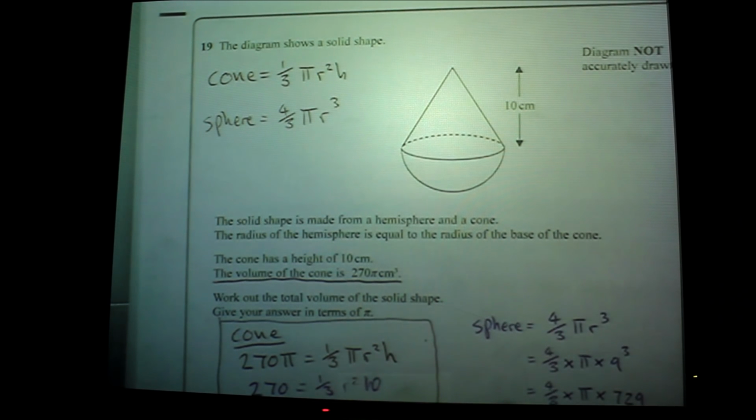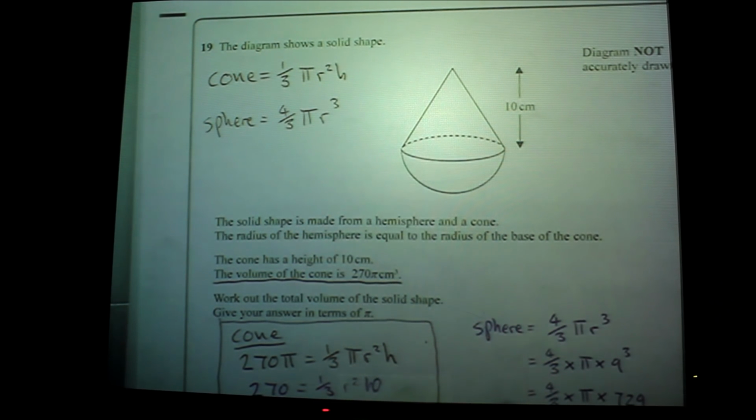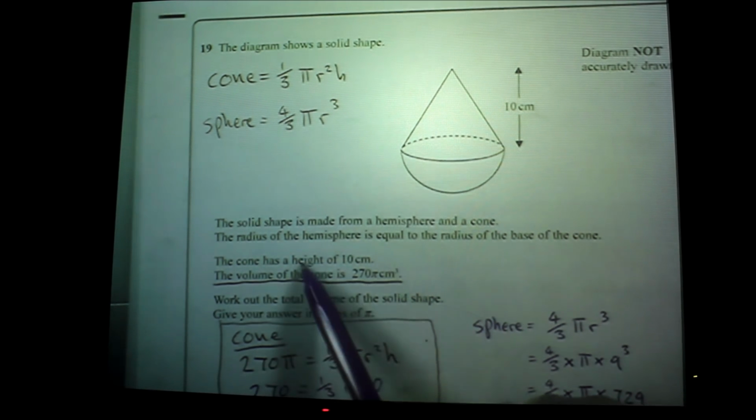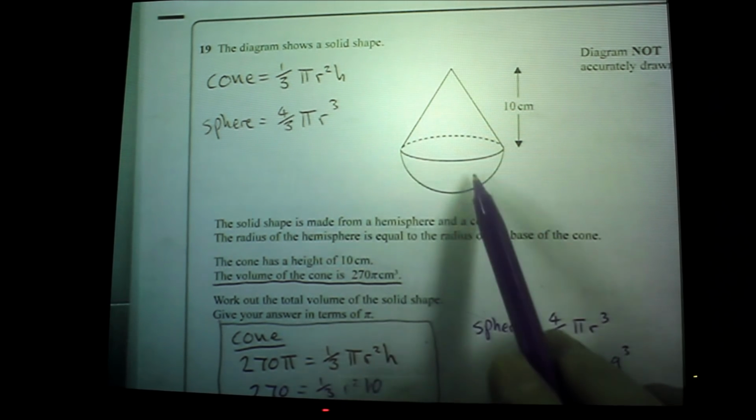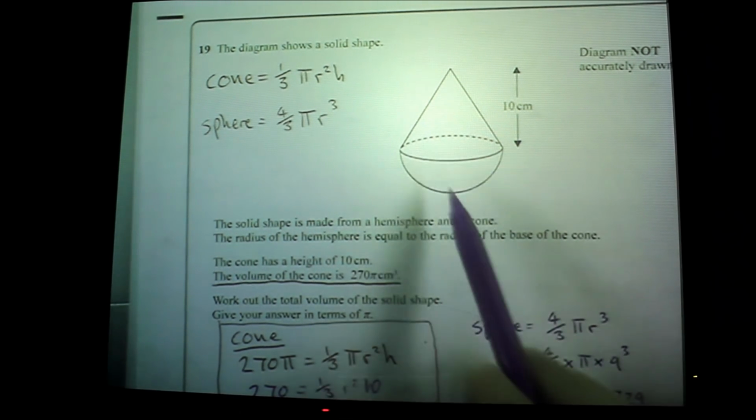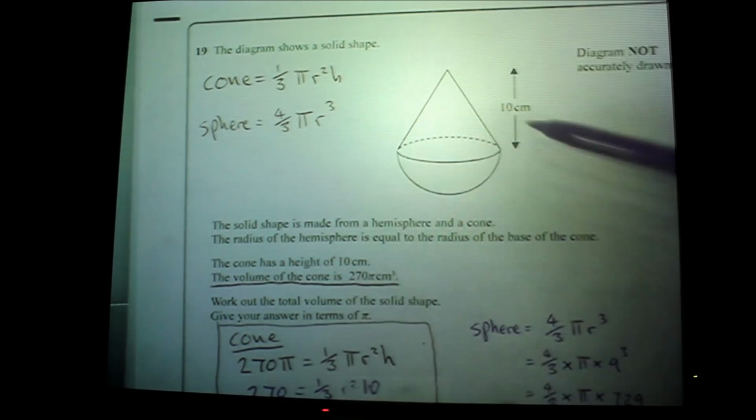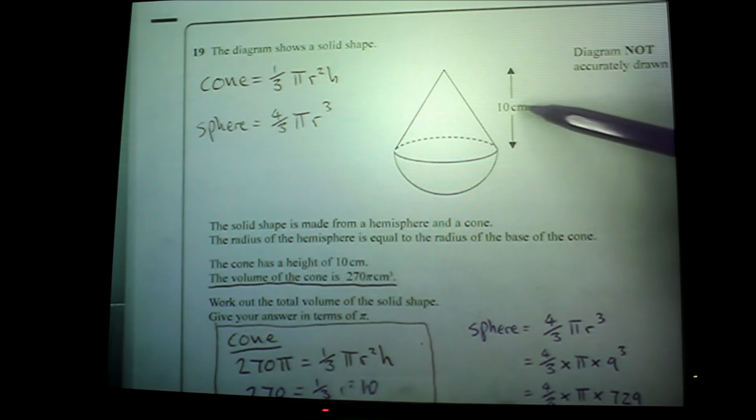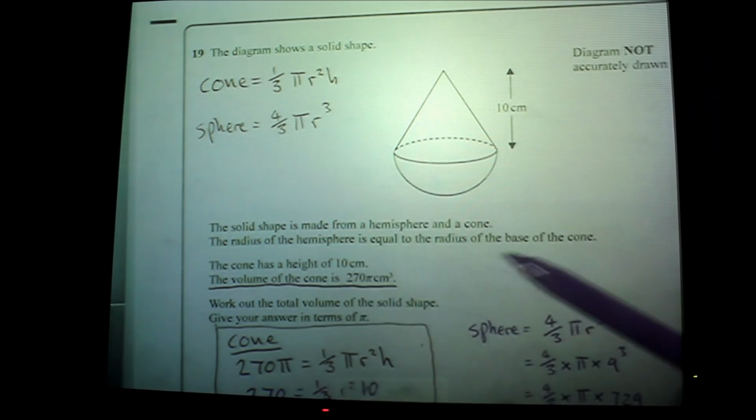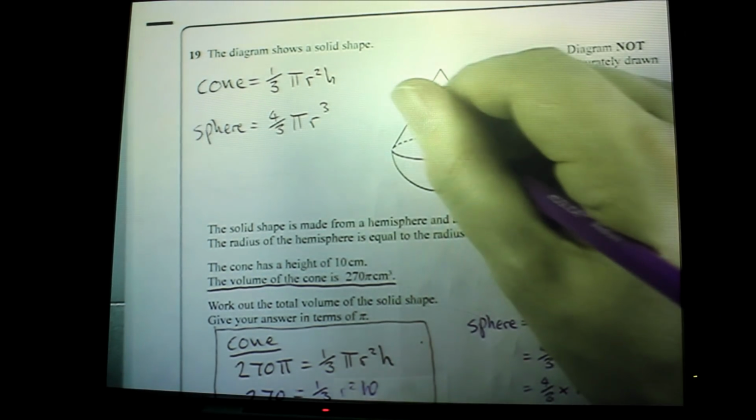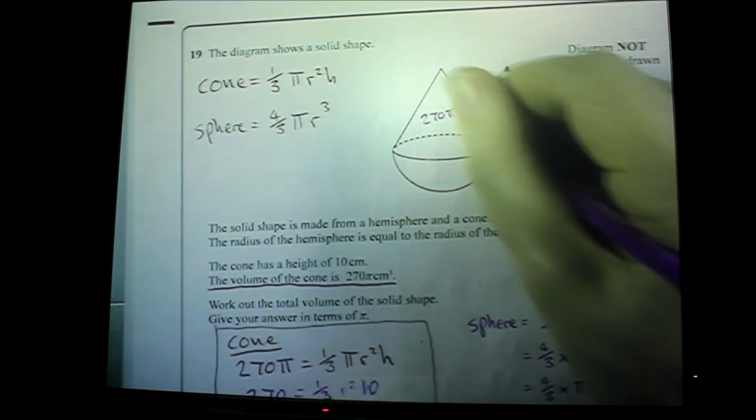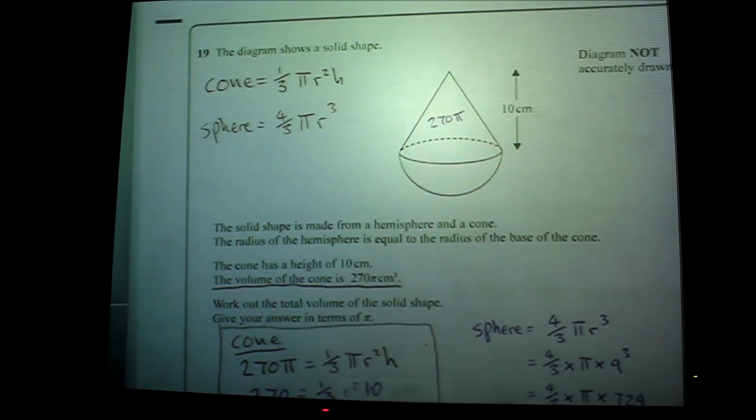Here we go. The diagram shows a solid shape. It's made from a hemisphere, so half a sphere, and a cone. The radius of the hemisphere is equal to the radius of the base of the cone, which you can see because, look, it fits on nicely. The cone has a vertical height of 10 centimetres. The volume of the cone is 270 pi centimetres cubed. Work out the volume of the total shape.